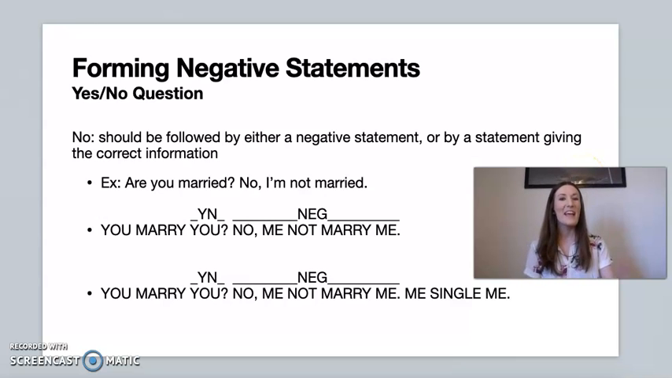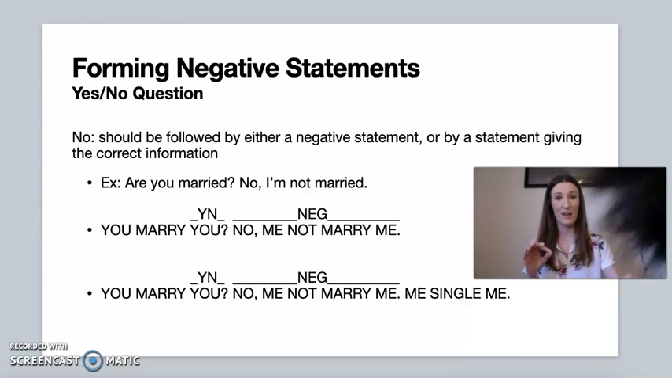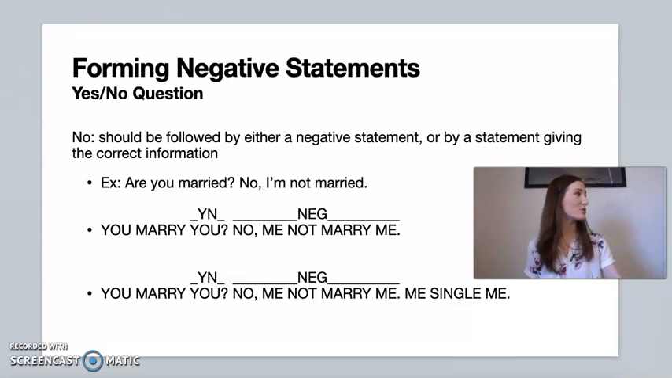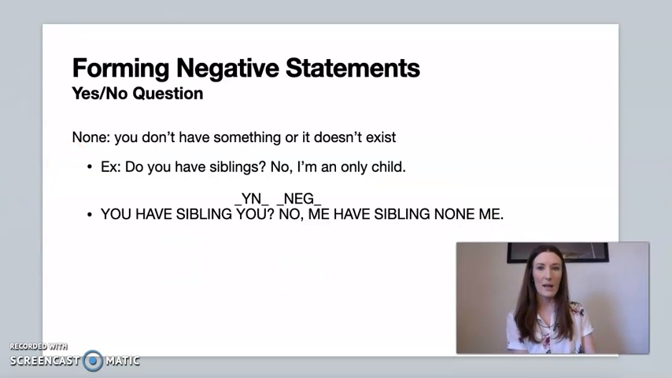If you are giving a no answer, it either needs to be followed up with a negative statement, like no, I'm not married, or giving a statement with the correct answer. She just jumped off the table. So the question, are you married? You can do no, me not married, and then give the correct answer, me single, me.